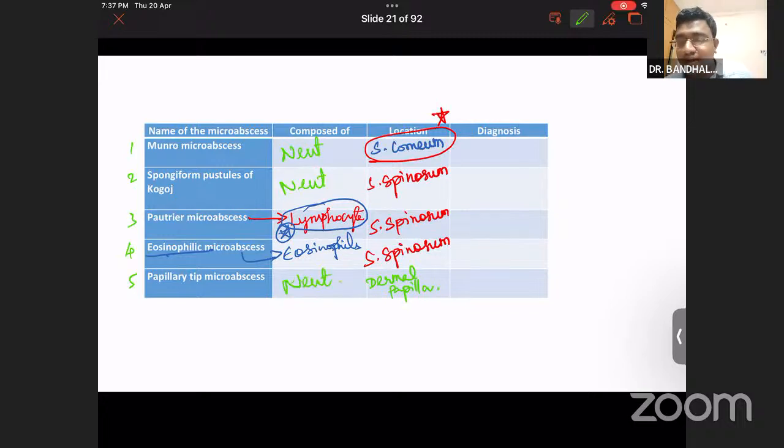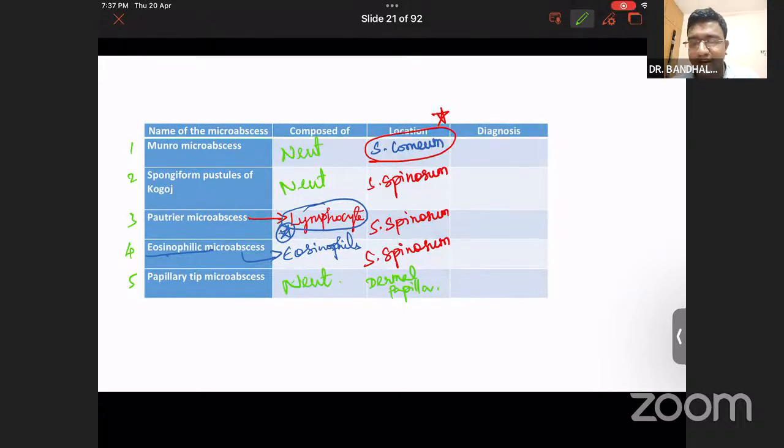Okay. So in the location, you have to remember Munro microabscess, which is in the corneum. Other 3 are in spinosum. Papillary tip is in dermal papilla. In composition, only Pautrier microabscess you should remember lymphocytes. Others are having neutrophils. Eosinophilic is obviously eosinophils.